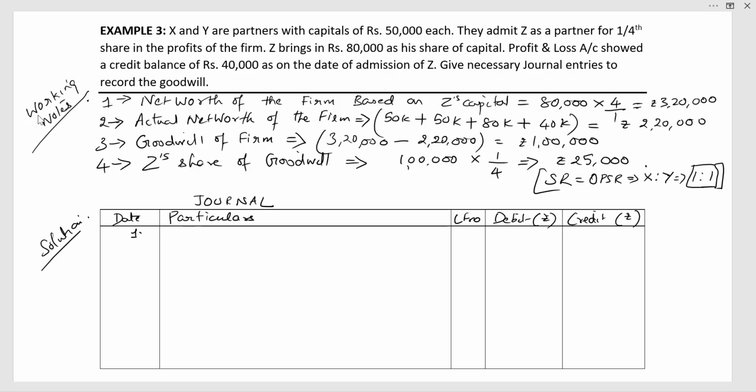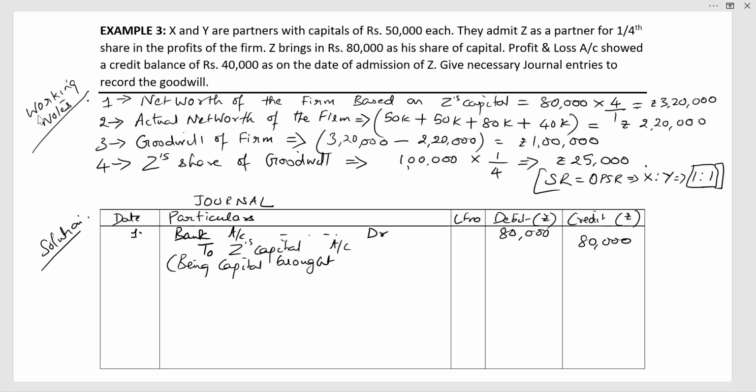The first journal entry for capital, which is brought in by Z: bank account debit to Z's capital account. Capital brought in by Z is equal to rupees 80,000. Narration being capital brought in by partner Z.